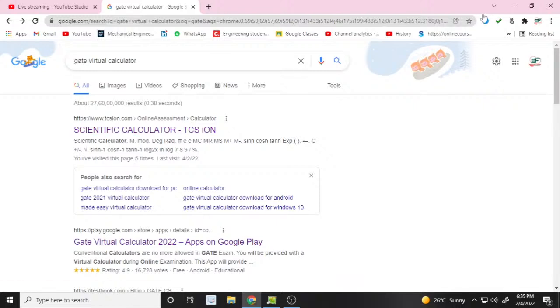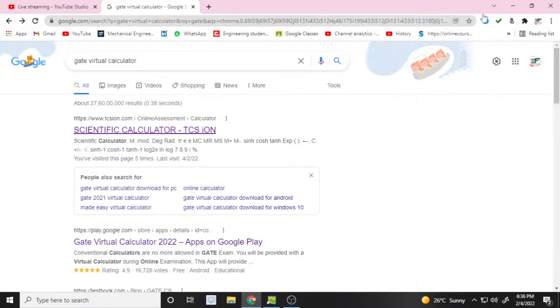Some students practice solving numericals using a mobile phone. There the Google Play app link is available, so you can click on that. Using the Google account linked to your mobile phone, you can download it and practice. Whenever you download the GATE virtual calculator, you can see the tutorial and whatever functions are available. The GATE previous papers are also there, so you can download and solve them.